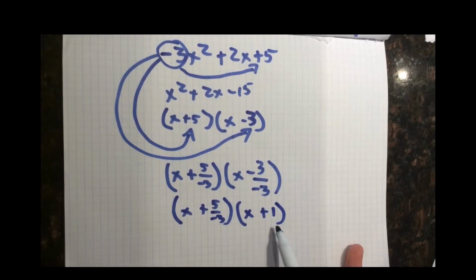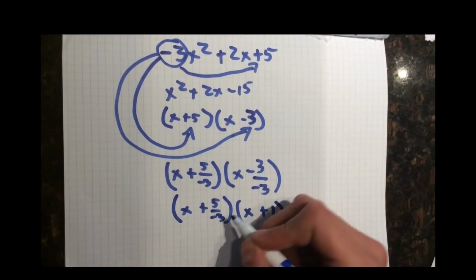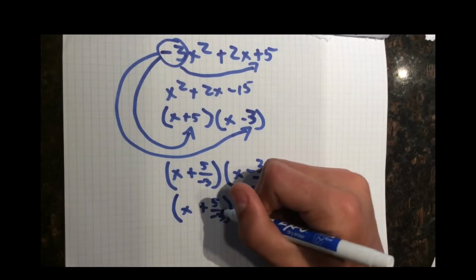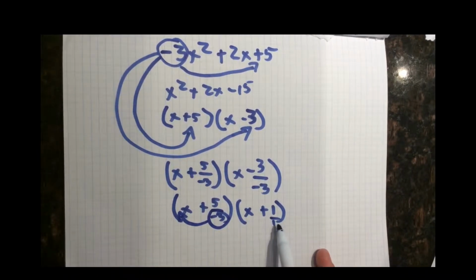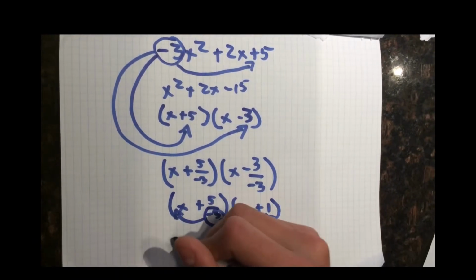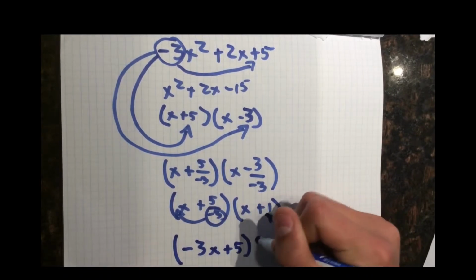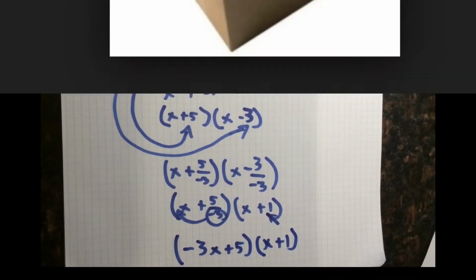Now, this just has a coefficient of 1, so we'll just write it like that. But you're going to want to take these denominators and put them in front of the x term. Because this has a denominator of 1, it just stays as x. So, when we're done, we'll get negative 3x plus 5 times x plus 1. This is how you Hung Kim factor.